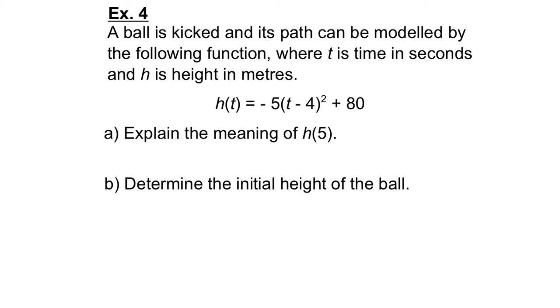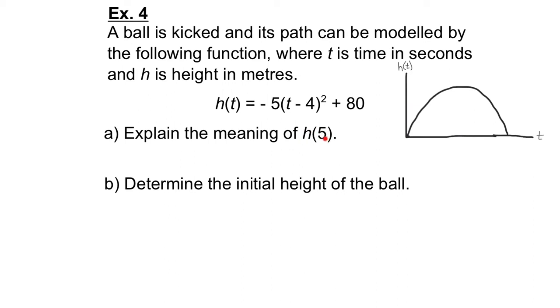So I would start by drawing a sketch of that. So here I just drew a little sketch of the graph of the height over time so that I can better visualize what's going on. All right, then I'm given the equation. So height as a function of time is equal to -5 multiplied by (t - 4) squared plus 80. So there's my equation. And the first question asks to explain the meaning of h(5).